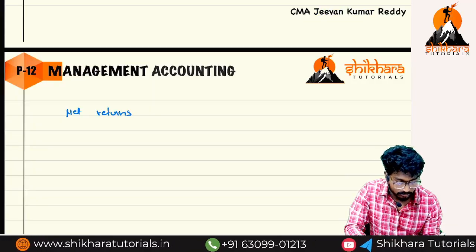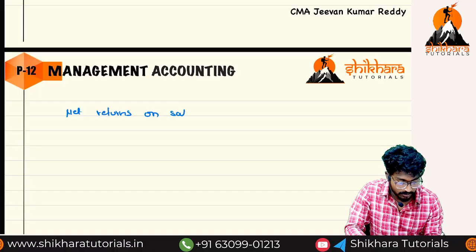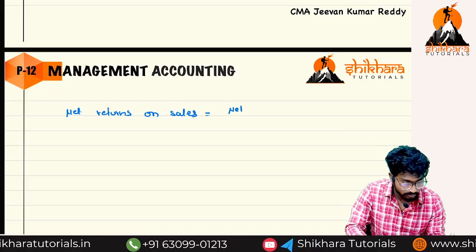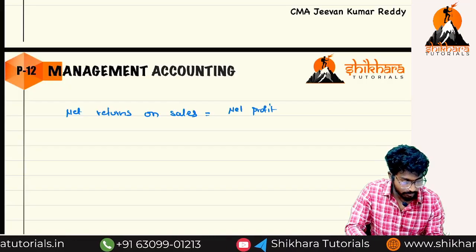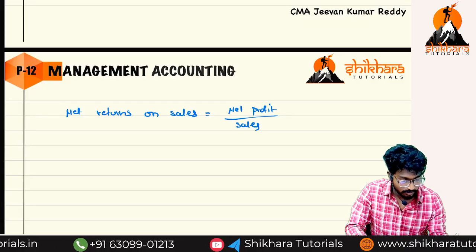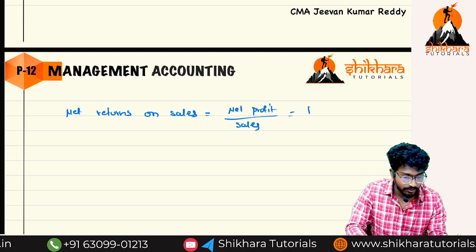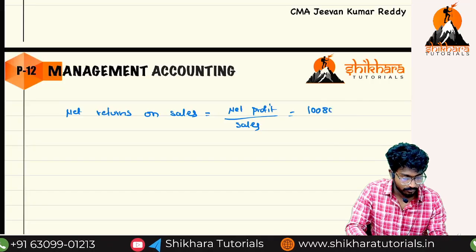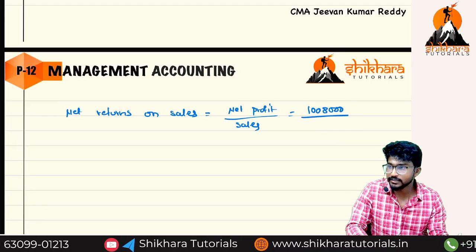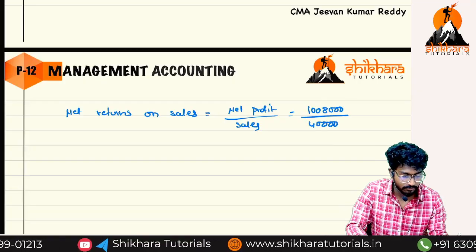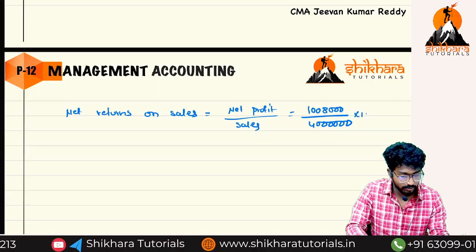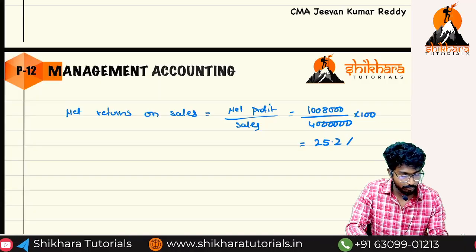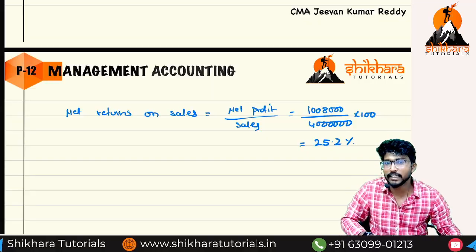Now net return on sales is equal to net profit divided by sales. What is the net profit we have? 10,08,000 divided by, what is the sales we have? 40 lakhs into 100. How much? 25.2%. What is the net return on sales?